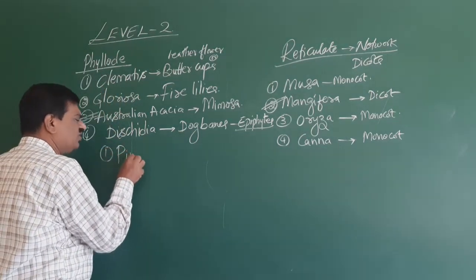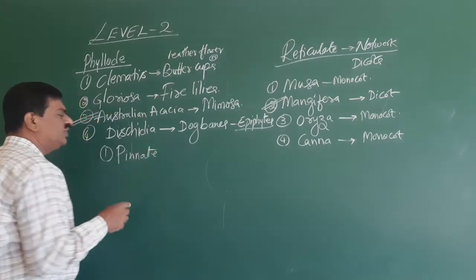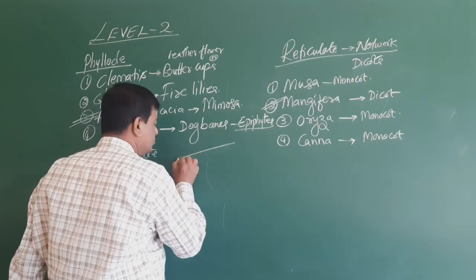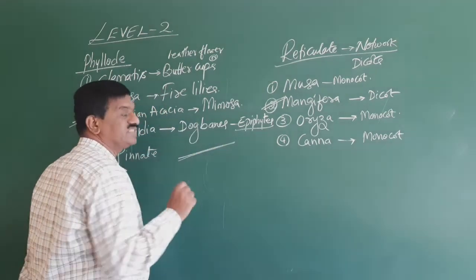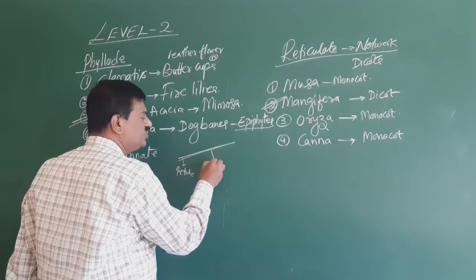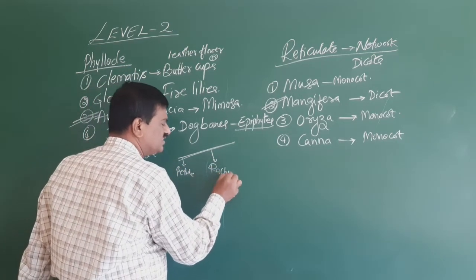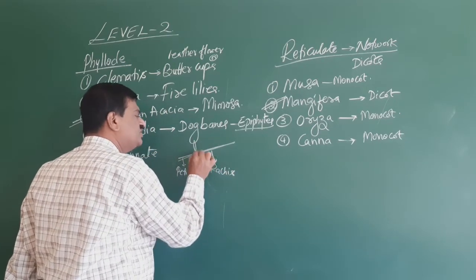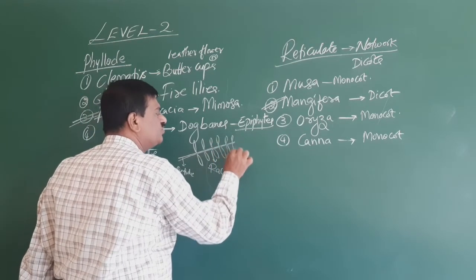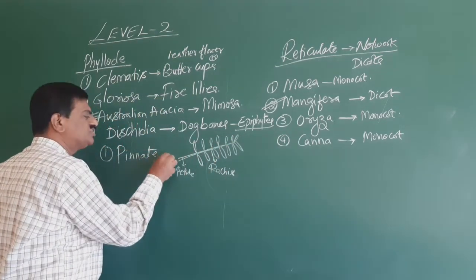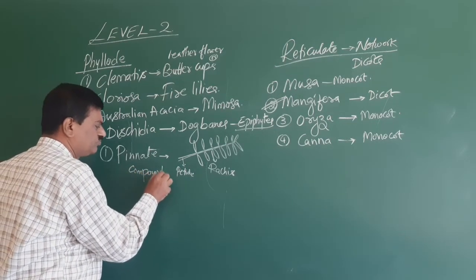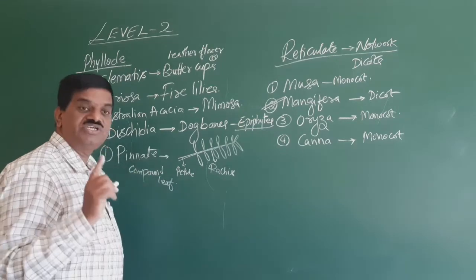The first one is called pinnate. The word pinnate refers to a compound leaf which has leaflets present on either side. This is called the petiole. The petiole is continued as rachis. On either side of the rachis, leaves are present. When such leaves are present, this is always called a pinnate compound leaf.